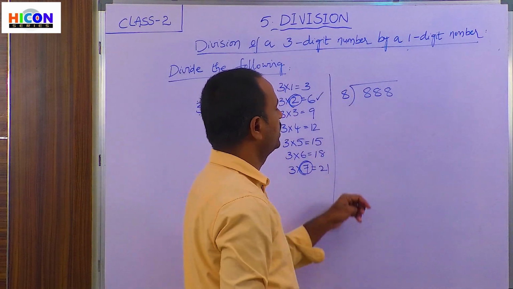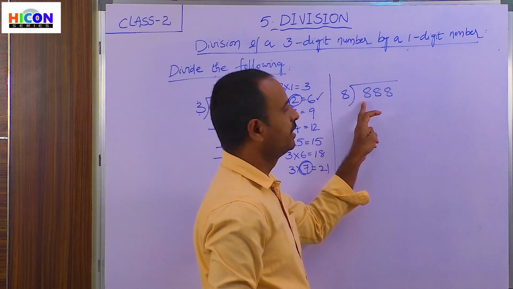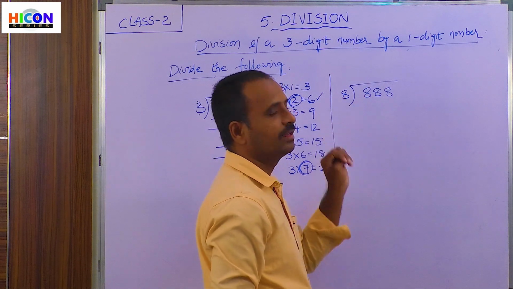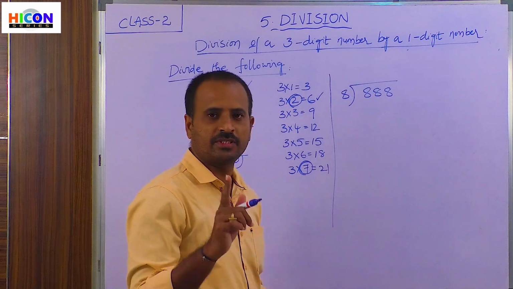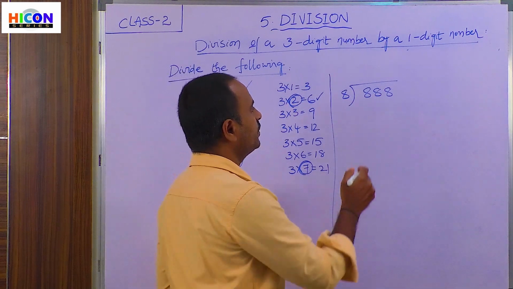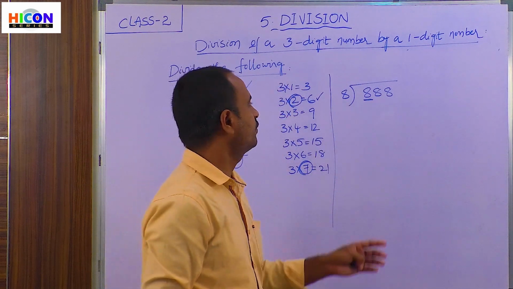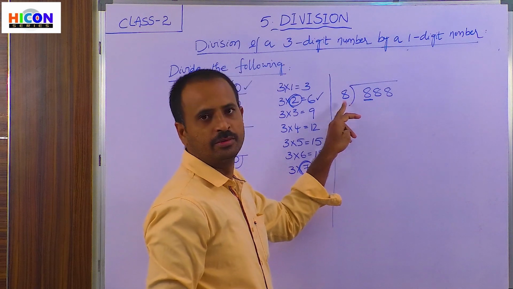Now see the next problem. What is the next division here? This is the division. What is the dividend here? 888 is the dividend. What is the divisor? 8 is the divisor. Now let us take the first digit in the dividend. What is the first digit? 8 is the first digit. So let us find when the number 8 comes in the 8 table.